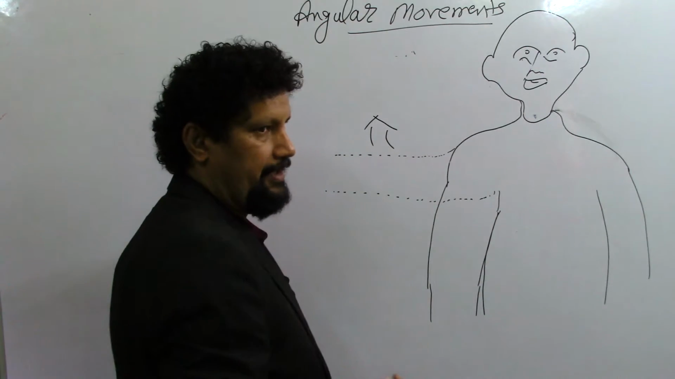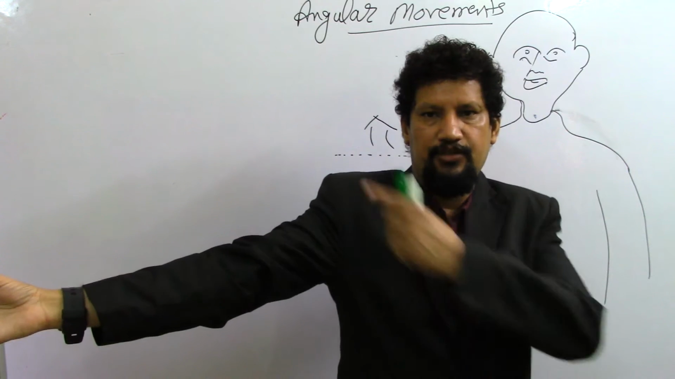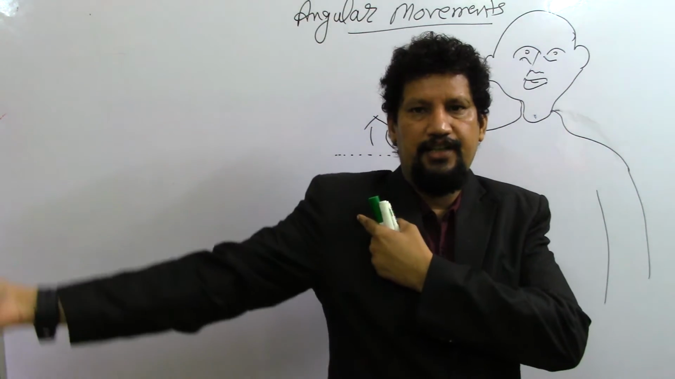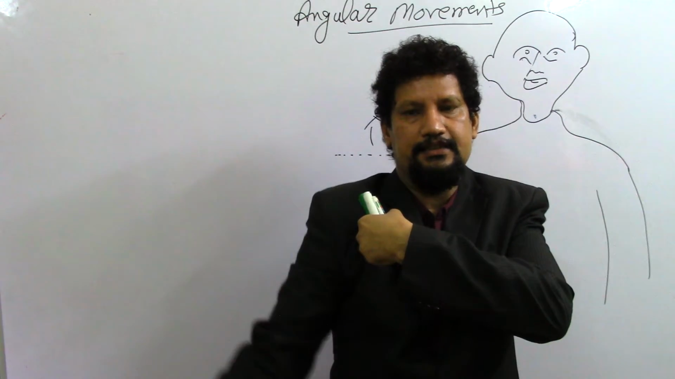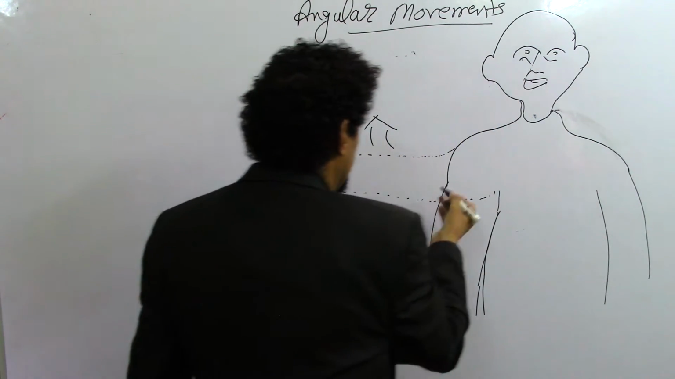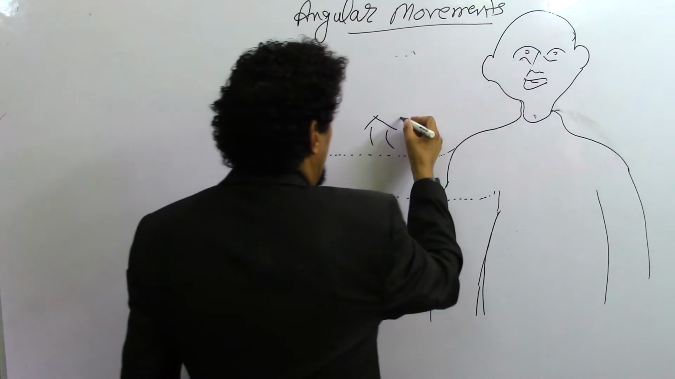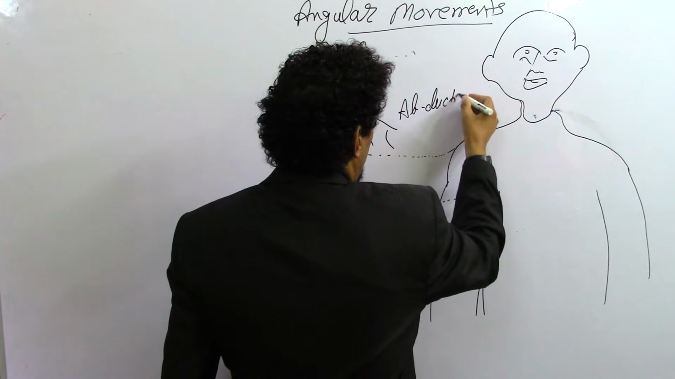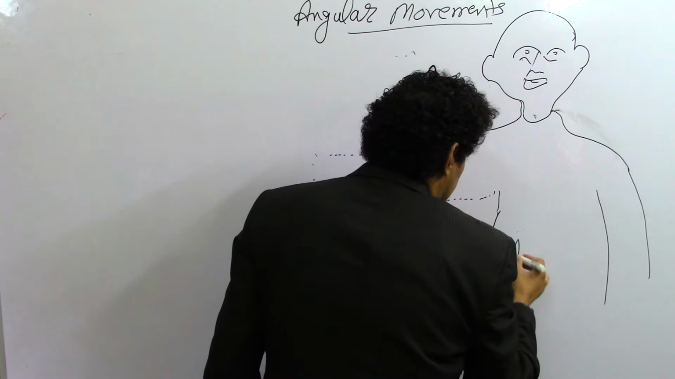This movement is occurring in the coronal or frontal plane, because this is the coronal plane and the axis is anterior-posterior. So this is the axis and this is the plane of the movement. So this is the abduction and this is adduction.